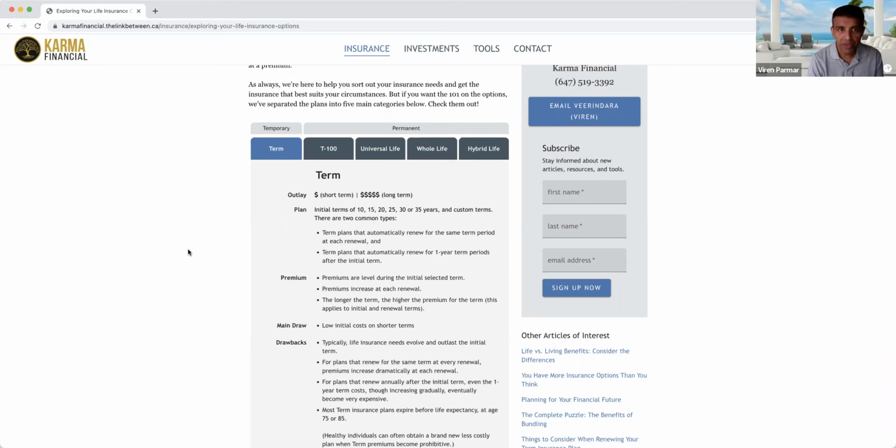This is also known as the most common and the most plain vanilla type of coverage out there. There's no frills, no other added features and benefits to it. You simply are buying coverage that provides you a fixed amount of money upon your death, and there's no additional features associated with it.